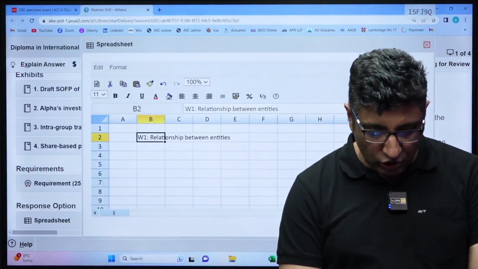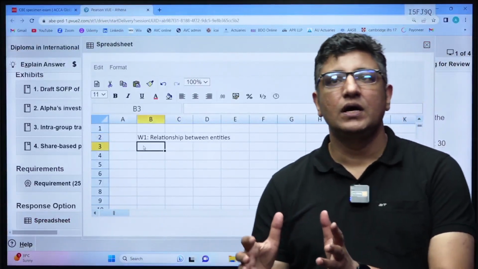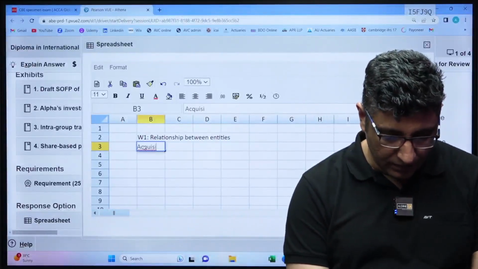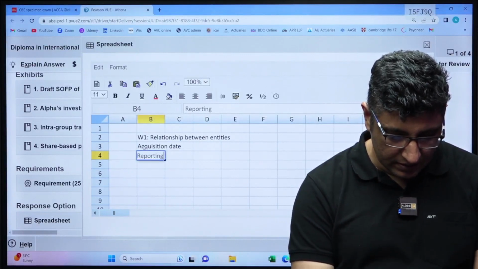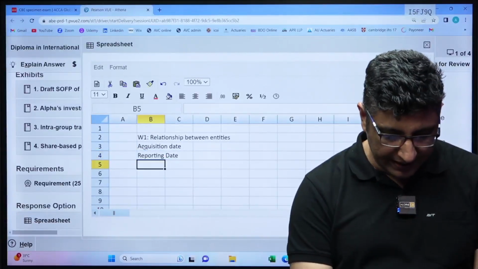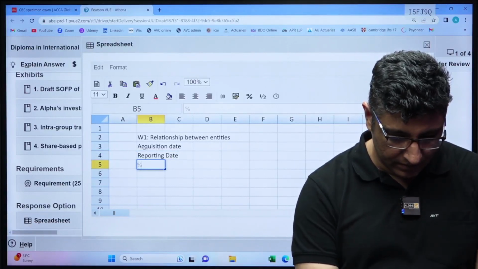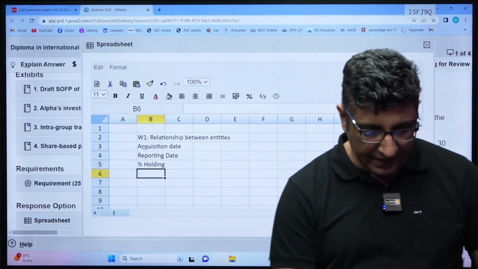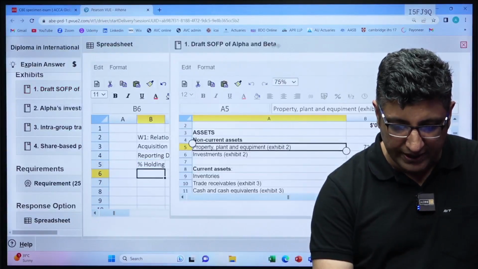Say for the sake of argument, because this is the relationship, which is more of a concept being placed, I'm looking at my acquisition date, reporting date, and let's say percentage holding. I would have read my question by now, but let's still have a look at it.